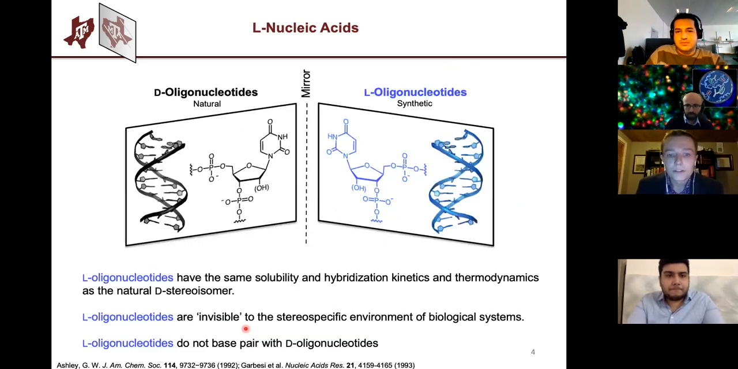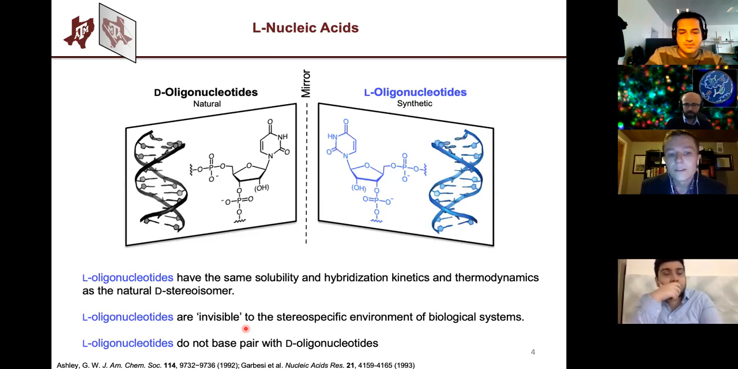So L-oligonucleotides have slightly different chemical properties being enantiomers, but almost identical physical properties. They have identical solubility as their enantiomer, and their hybridization kinetics and thermodynamics with themselves, so L with L obviously, are the same as the natural D stereoisomer. Given the stereospecific environment of biological systems, L-oligonucleotides are effectively invisible in these contexts.